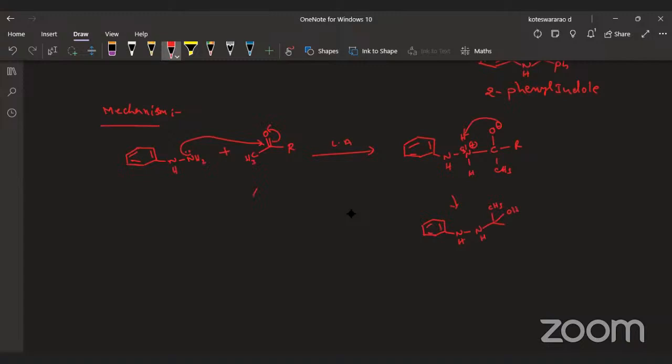So OH and R. Again, the lone pair is donated to this bond, and simultaneously the OH group is eliminated. Whatever the nitrogen is there, that is also eliminated. Then that H plus and OH will combine together, with elimination of water. Then it gives the first step product.